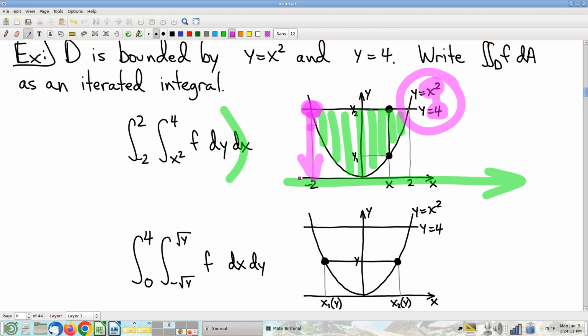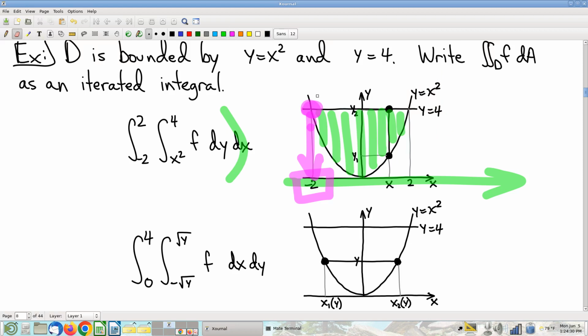And clearly this lower bound that I'm looking for is negative. It's a negative number for which x squared is equal to 4. -2 is the only answer there. Does everybody see how I did that? Questions? Okay.